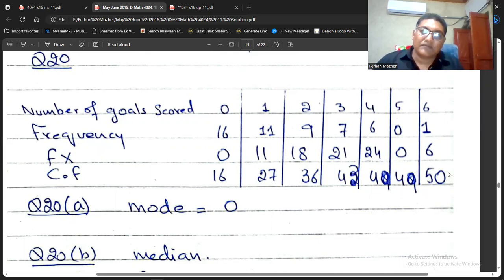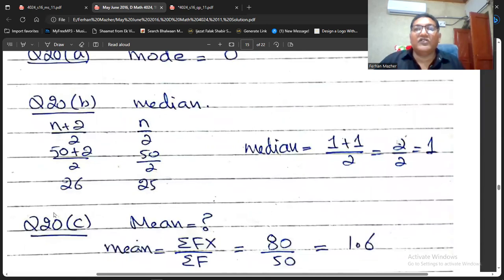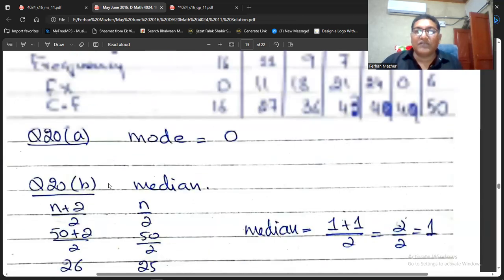Because the sum of the frequencies is an even number, for this purpose I will use this formula, n by 2 and n plus 2 by 2. 50 by 2, that's 25. 50 plus 2, that's 52. 52 by 2, that's 26. So the 25th and 26th numbers are the median.